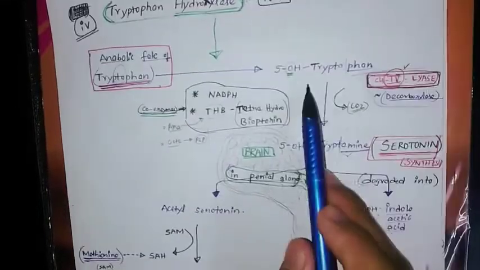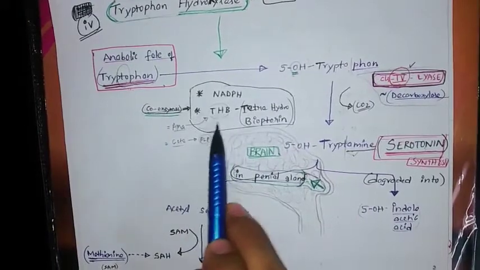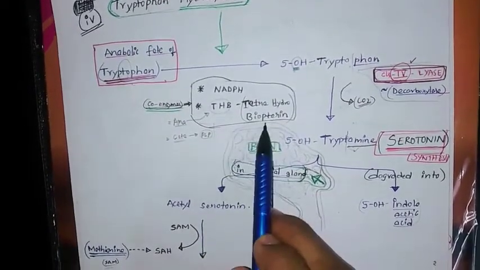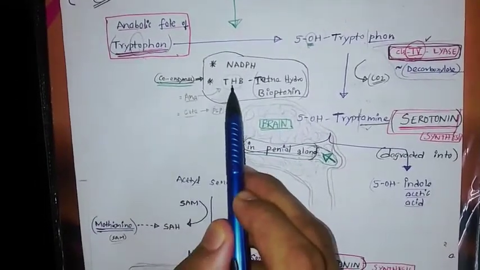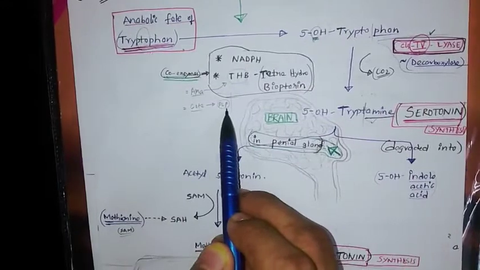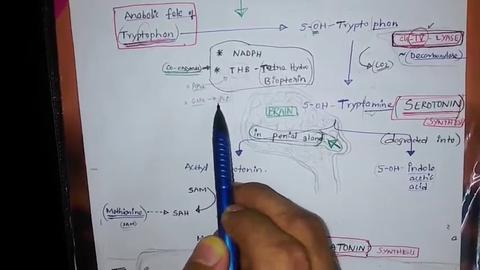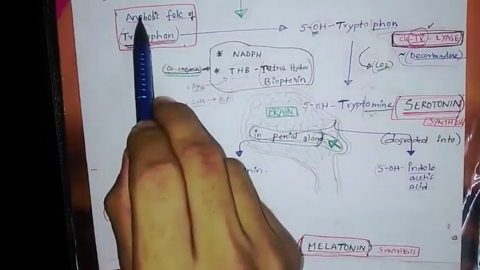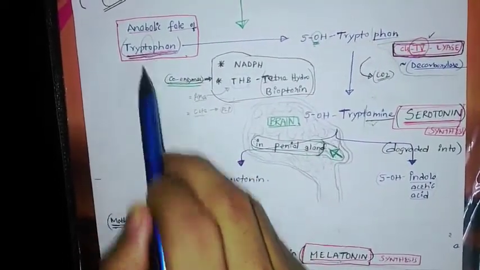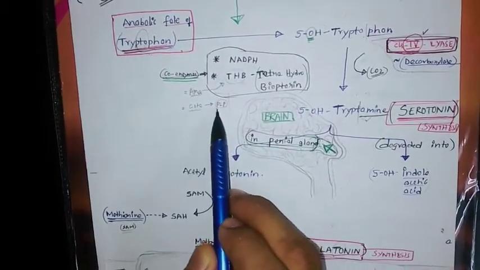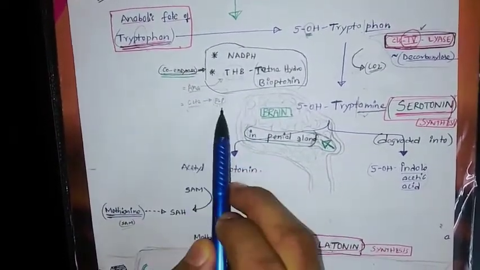Now coming to this enzyme, the coenzymes are NADPH and THB, tetrahydrobiopterin. You can just remember, in anabolism you get THB, in catabolism you get PLP. PLP means vitamin B6, pyridoxine. I'll explain this catabolism later. This is the anabolic fate of tryptophan. In the catabolic fate of tryptophan, coming on the next page, the coenzyme is PLP. In this way you can remember both: anabolism THB, catabolism PLP.